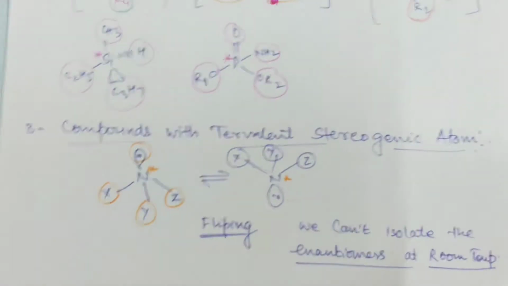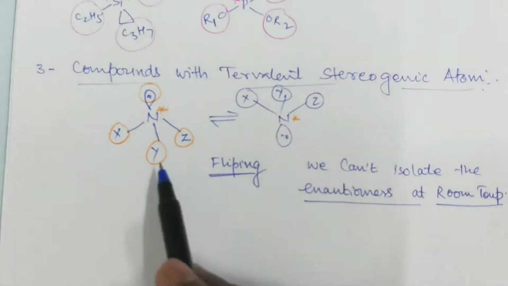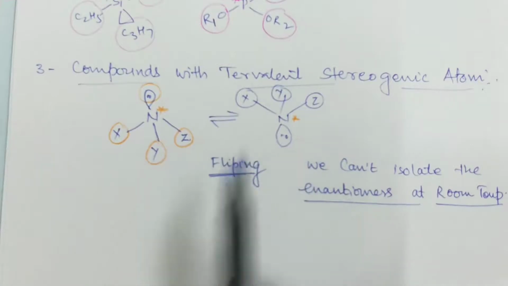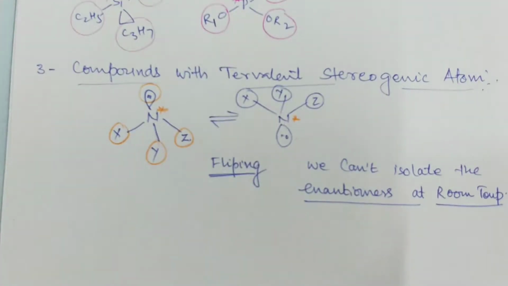So at room temperature, we cannot isolate dextro and levo enantiomers from each other, right? But if we restrict this flipping by replacing the groups on this nitrogen with bulkier groups, like X, Y, Z, or if we track this nitrogen in a ring structure, right? Then it might be possible that we can isolate them.